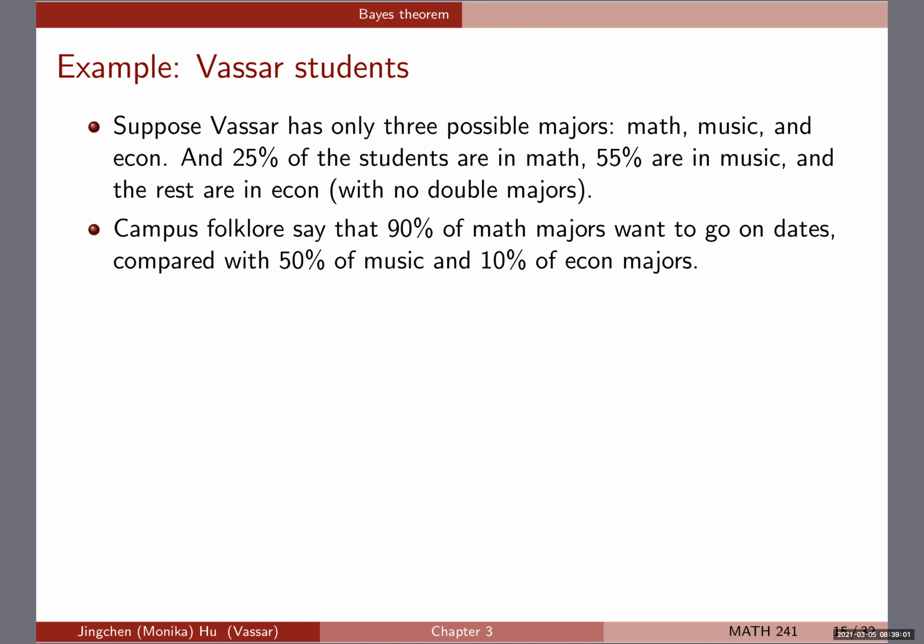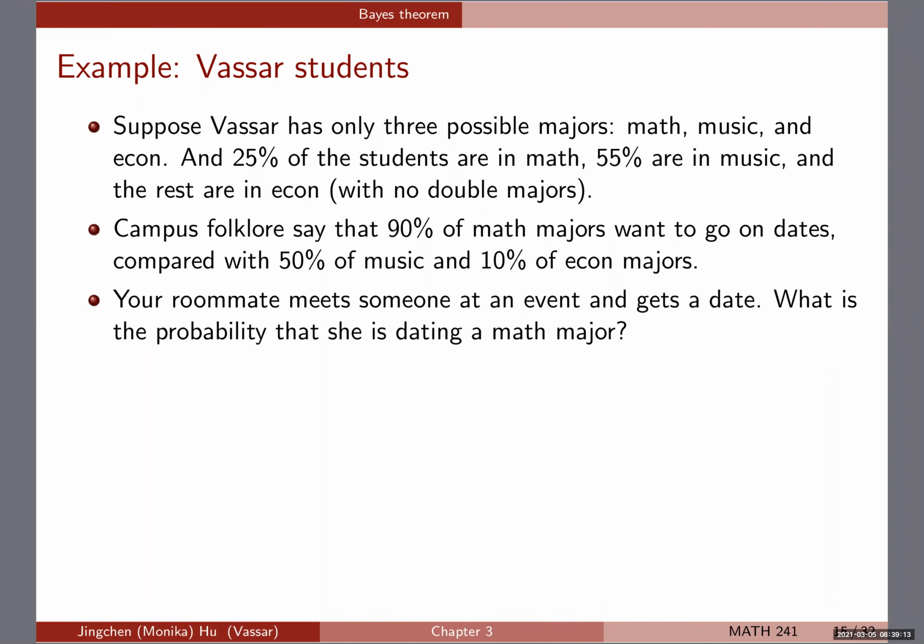Okay, so we know some numbers here, so let's think carefully whether these are conditional probabilities, marginal probabilities, or joint probabilities. All right, let's just say your roommate meets someone at an event and gets a date. What is the probability that she's dating a math major? So we have a few numbers here. As we have seen in the previous examples, we really need to set it up correctly before we can actually use any kind of result that we have covered.